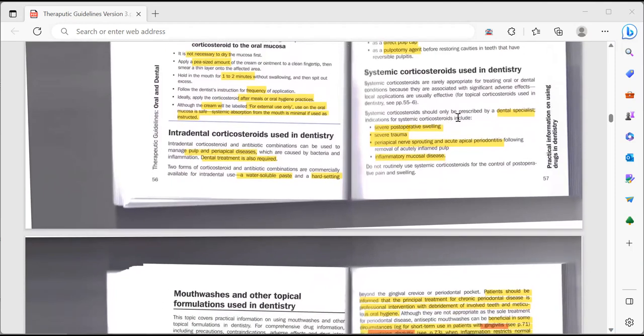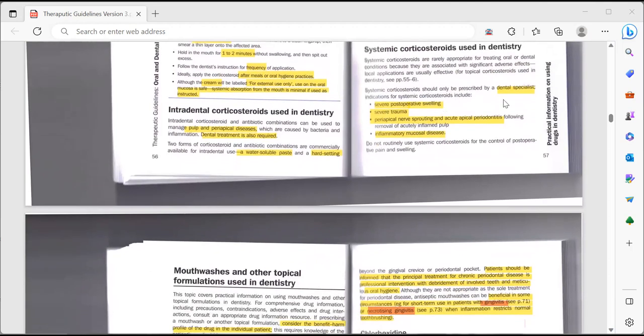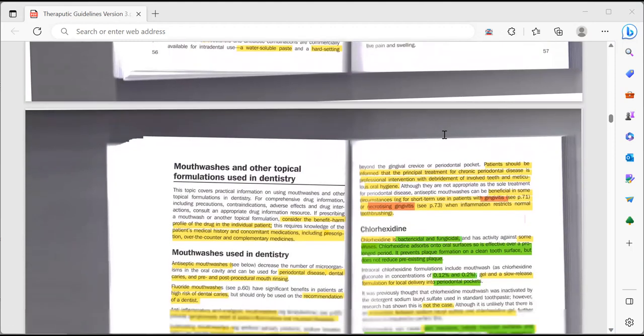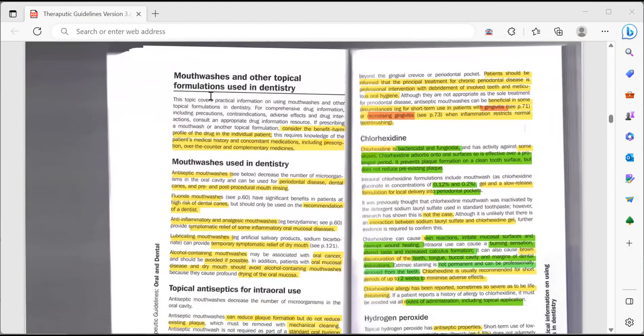Indications for systemic corticosteroids include situations where it is prescribed by the specialist, and they only prescribe this medication in certain situations. For example, severe post-operative swelling, severe trauma, periapical nerves sprouting, and acute apical periodontitis. Okay, and inflammatory mucosal diseases. All right, so this topic ends here, and now the mouthwashes.